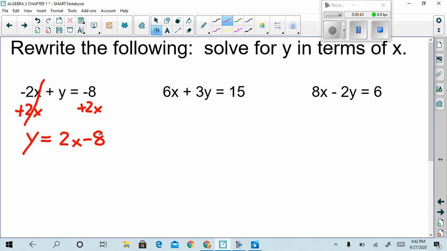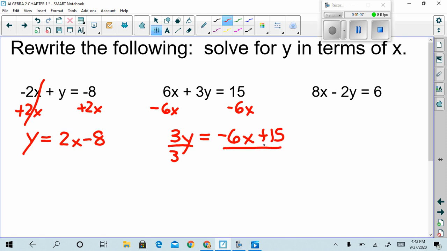Sometimes there are two steps. I'm going to subtract 6x on both sides. Reminder that we use inverse operation to remove the x term first. That leaves me with a y term, and always the x term comes before the constant. We now see that y is still not fully isolated. We'll divide all terms by 3. That isolates y on the left. Negative 6x divided by 3 will give me a negative 2x. And 15 divided by 3 will give me 5.